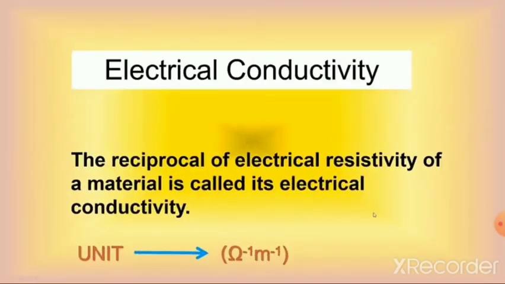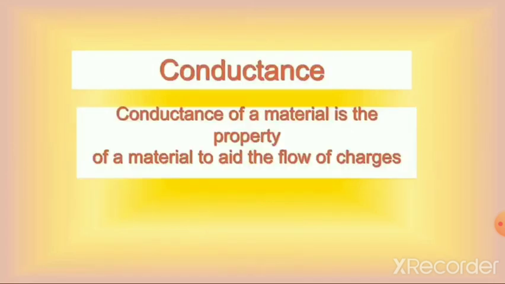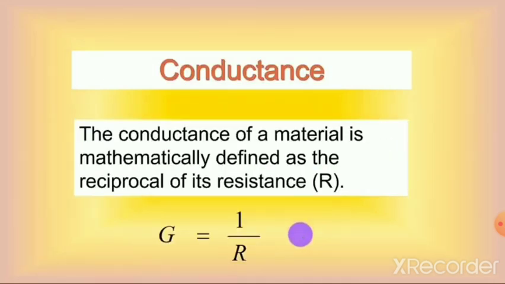Now let us switch over to electrical conductivity. Before that, we have to know what is conductance. Conductance of a material is the property to aid the flow of the charges, and it is mathematically defined as the reciprocal of its resistance. We know R is the resistance, and conductance is denoted by the capital letter G. Capital G is equal to 1 by R, where R is the resistance.